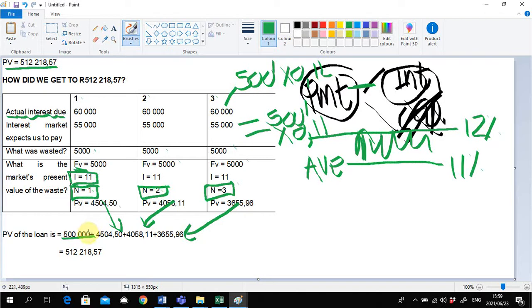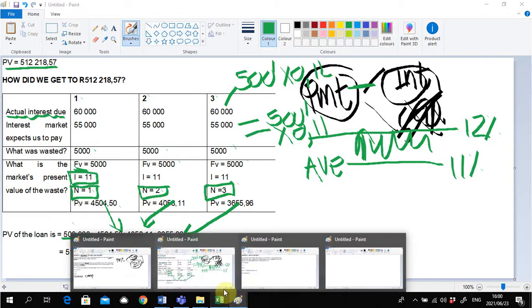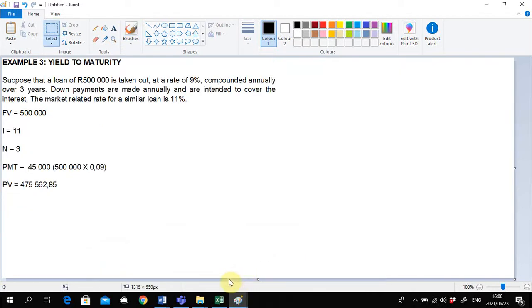You've wasted money, and wasting money makes the cost of the loan presently more expensive. So it's the 500,000 you have to pay anyway, plus all the present values of the 5,000 rand that you've wasted over 3 years. But the opposite can also be true. You can actually save money as well.